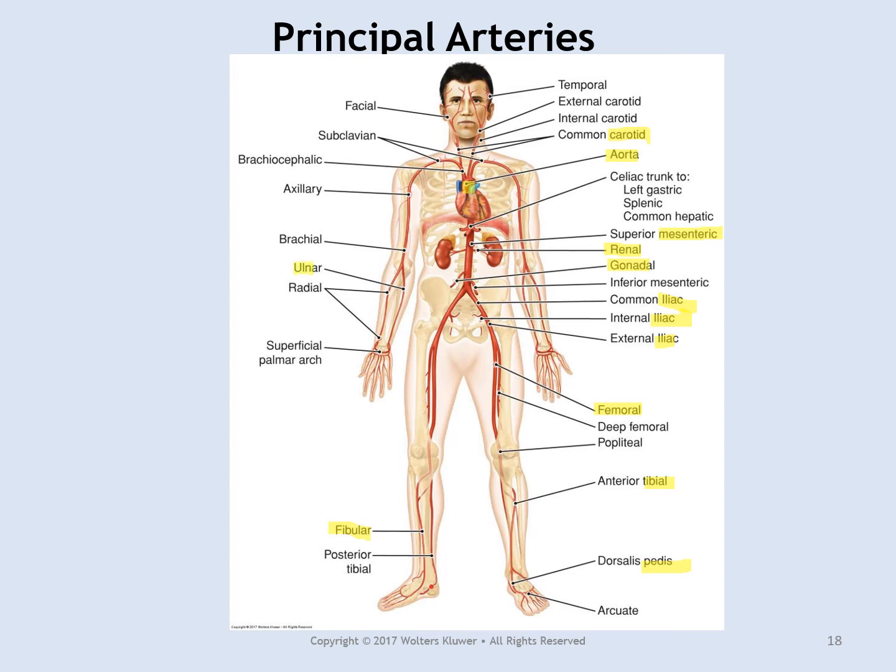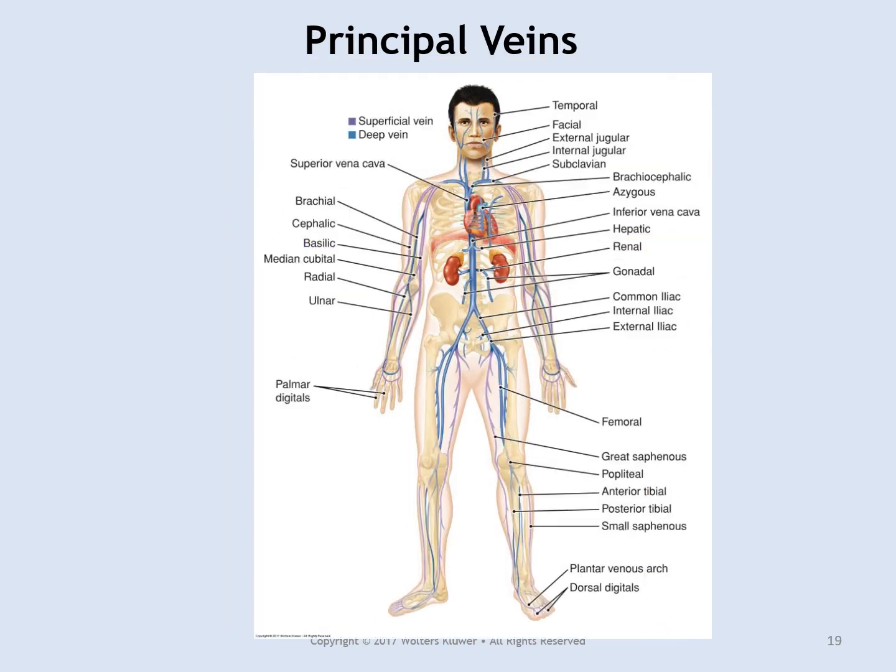Ulnar, ulna, and radius have arteries associated with them. Brachial is the main artery going through the arm. Axillary, axillary is another name for armpit. And let's see. Yep, those are the main ones that you'll all want to pay attention to.